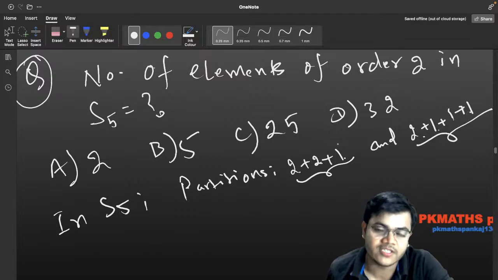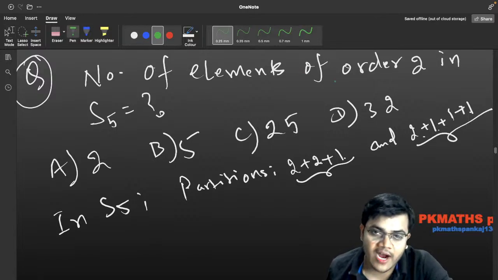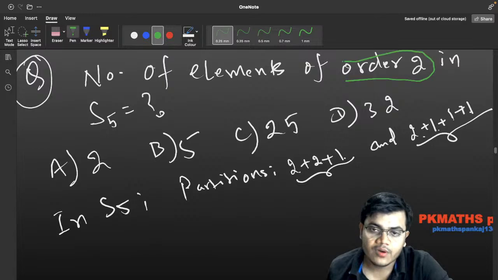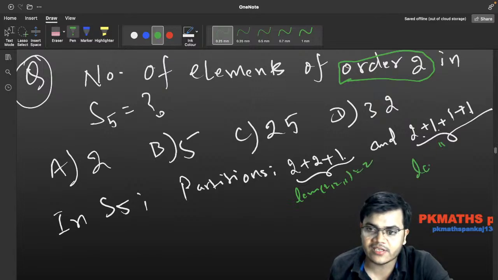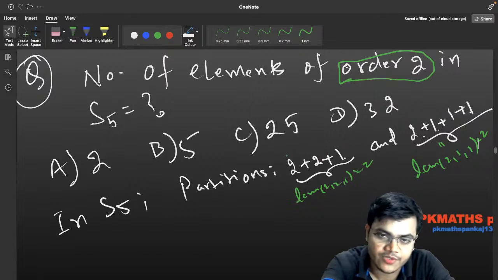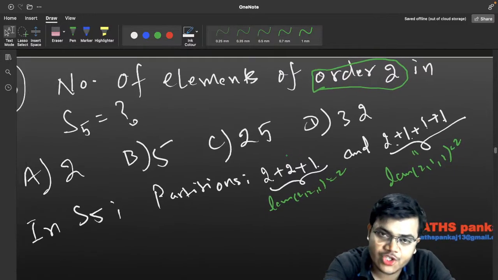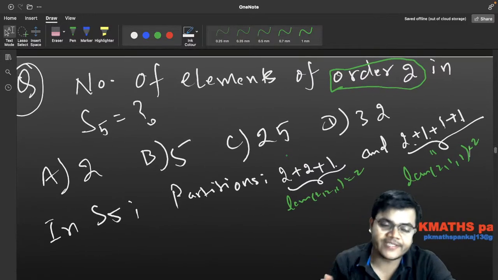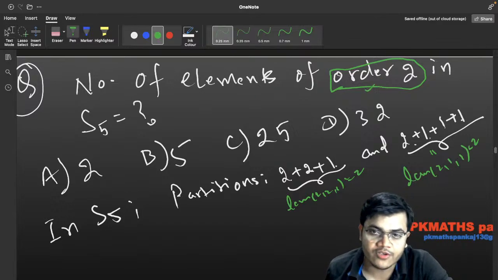Why are we taking only this kind of partition, not other kinds? Because we have to find the elements of order 2, and here you can see the LCM of 2, 2, 1 is nothing but 2, and the LCM of 2, 1, 1 is nothing but 2. That's why we are taking these two partitions. This time Ashish Tiwari ji and Shubham ji are saying the right thing. Congratulations to both of you. So only these two kinds of partitions should be taken for elements of order 2.